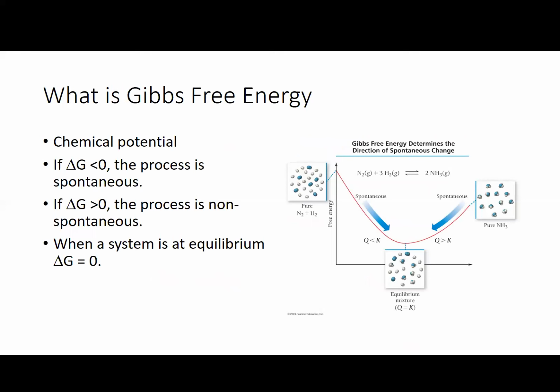Okay? So what is Gibbs free energy? Well, it refers to chemical potential and the ability to do work. And if delta G is less than 0, the process we're talking about is spontaneous, as I mentioned previously. And if it's greater than 0, it's non-spontaneous. And we're going to get to this later, but the system is at equilibrium when the delta G of that reaction is at 0, meaning that the reaction is not leaving its equilibrium spot.